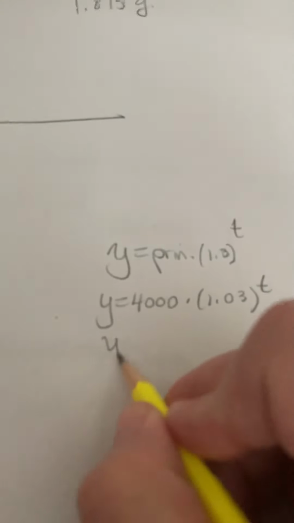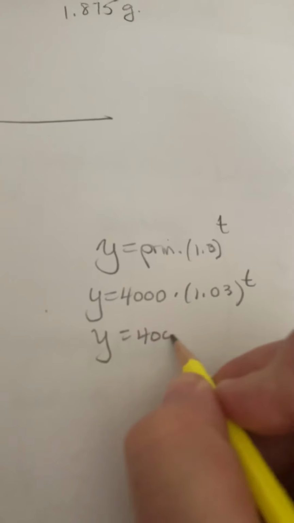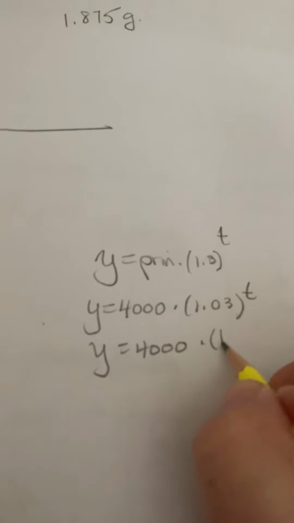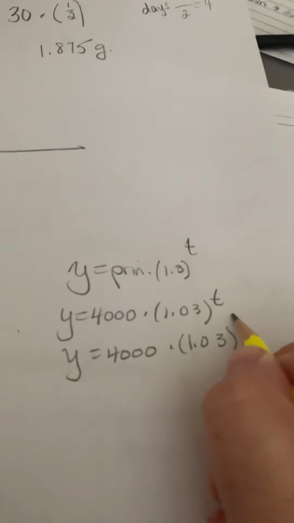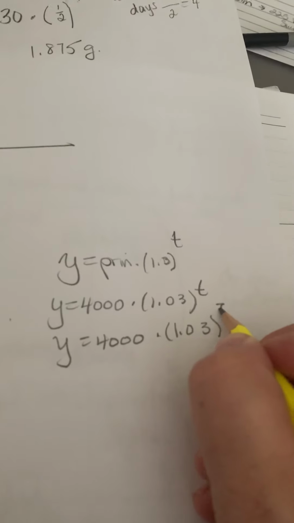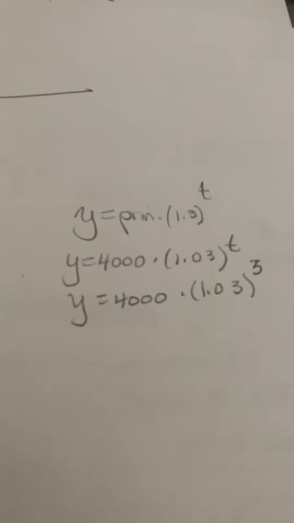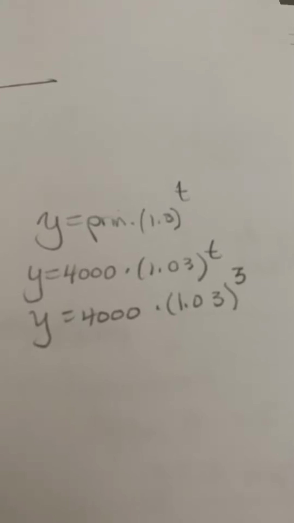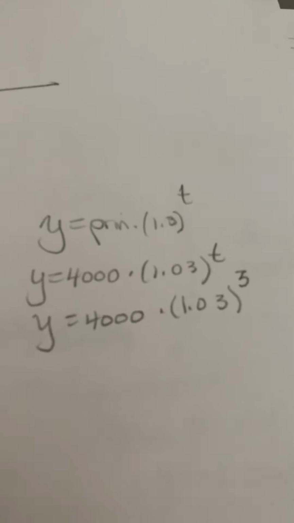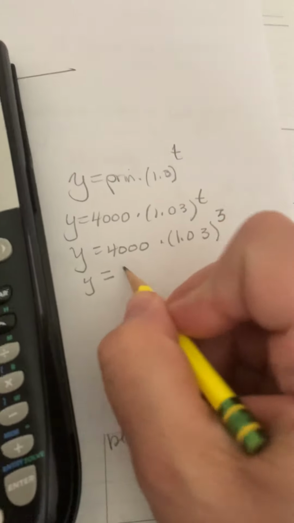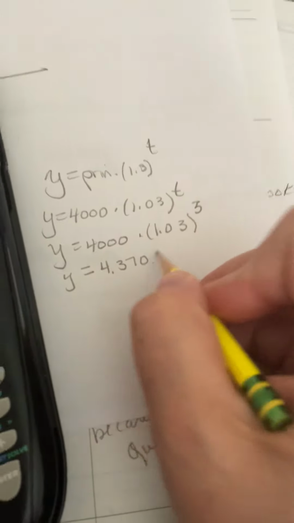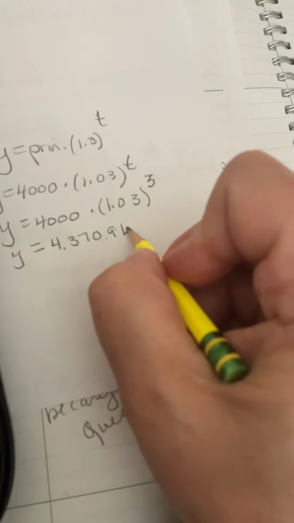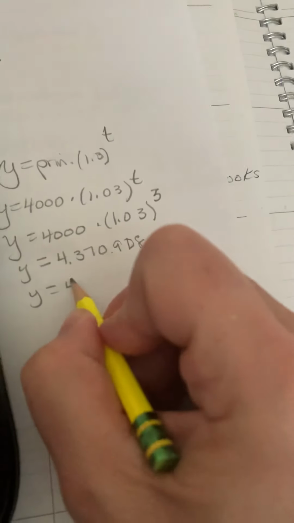So now, I'm sorry, I feel a little discombobulated in this last video. So 4,000 times 1.03, and what did I say? Let's do it 3 years. I don't know what I said before. So 4,000 times 1.03. We're going to raise it to the third. And this person now has a total of $4,370.91. It's really 908, so we're going to round it to the nearest cent.